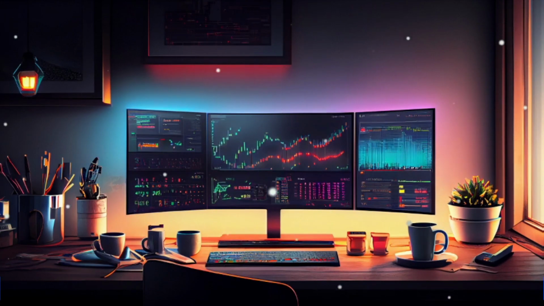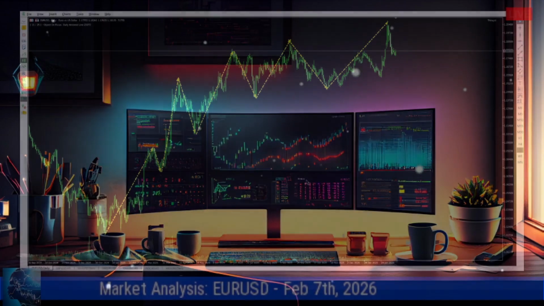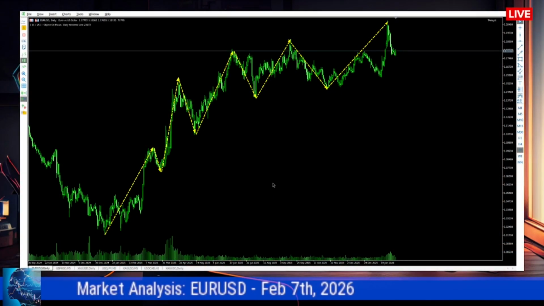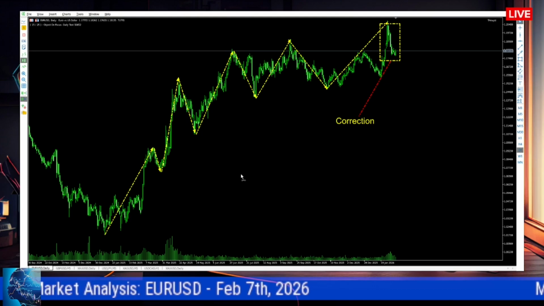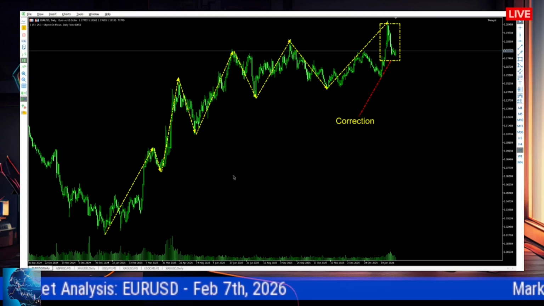The last one is EURUSD. From the daily chart, we can see EURUSD trend is still bullish. This week, the market is getting correction, letting the price step back at the previous resistance as support. Let's move to look at the details on the 4-hour chart.